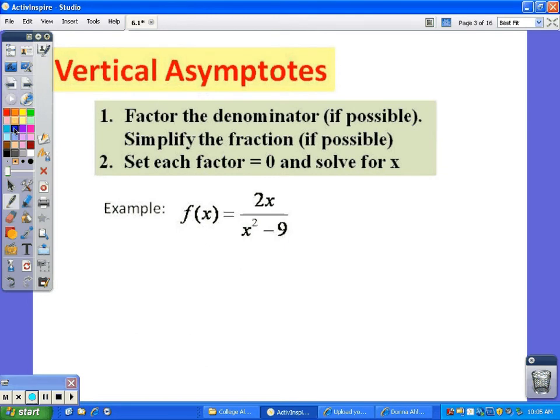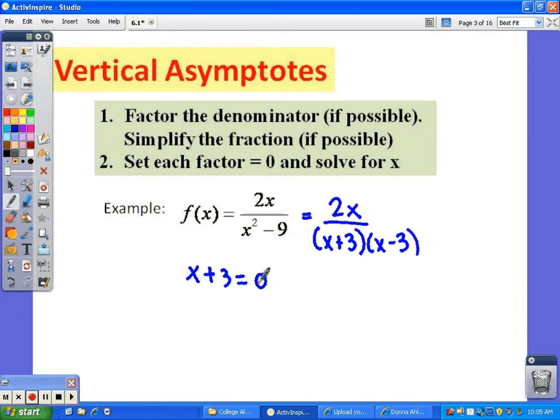So in this problem, if you'll notice, the denominator does factor as x plus 3, x minus 3, but nothing can simplify, so we're going to take each factor in the denominator, set it equal to 0, and solve for x. So that would tell us we're going to have a vertical asymptote at x equal to negative 3 and x equal to positive 3.